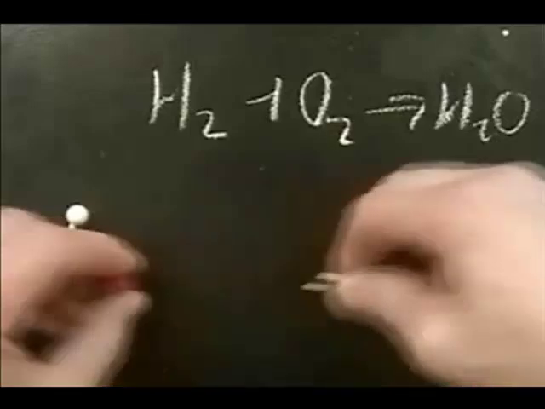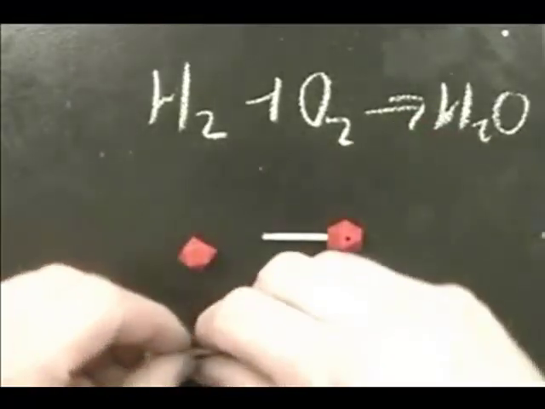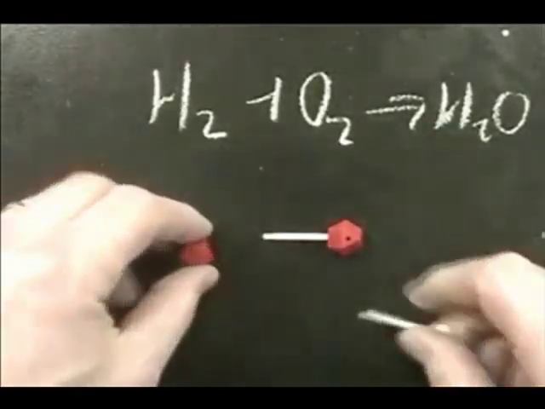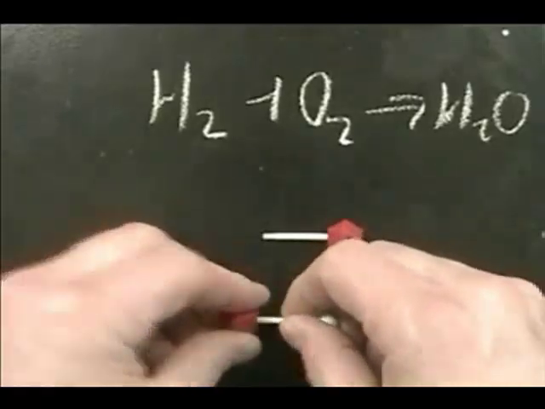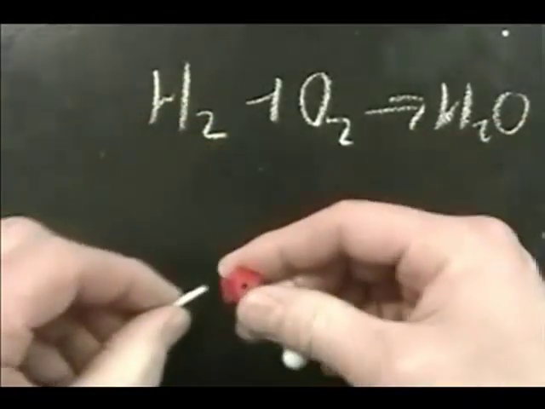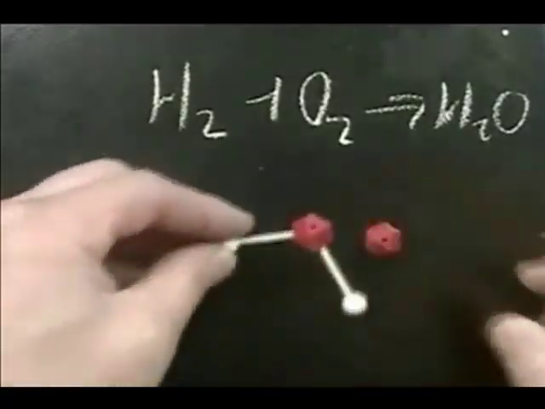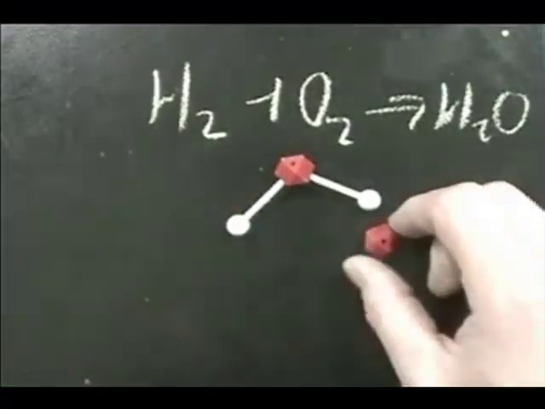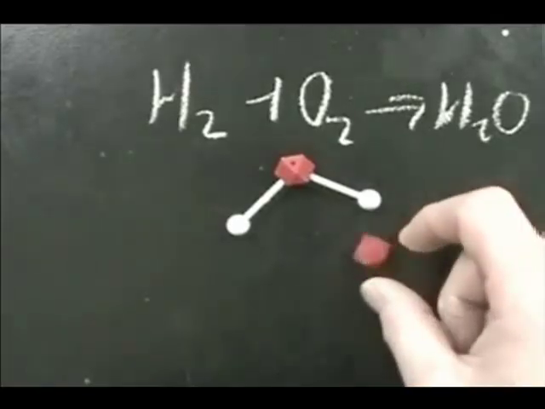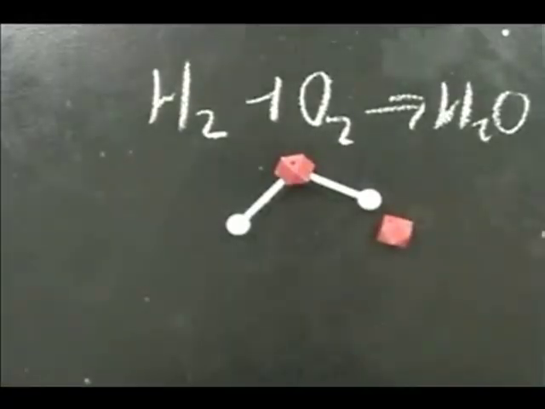Let's try it. Take apart my oxygen, take apart my hydrogen. I'll attach this hydrogen here. I'll attach this hydrogen here, and I have a water. But that's not all I have. I also have an oxygen, and oxygen isn't one of my products. So clearly this really isn't an equation. Let's look for a solution.